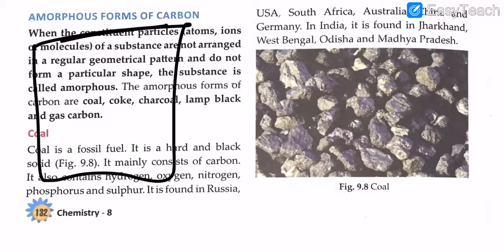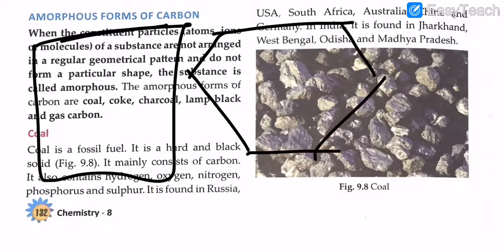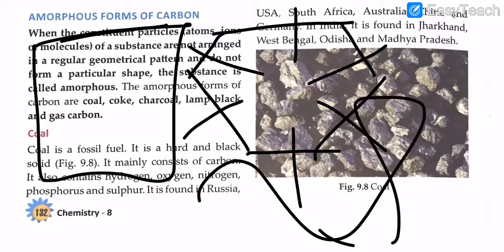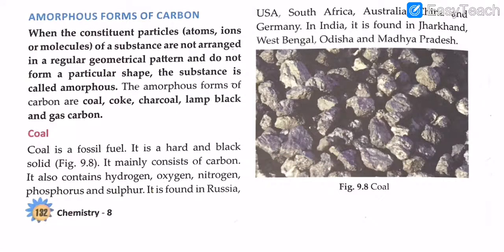If I ask you which shape is this, you'll probably say, oh ma'am, this is a square. If I ask you what shape is this, you'll probably say, oh okay, 1, 2, 3, 4, 5, 6, ma'am, it's a hexagon. But if I ask you what shape is this, what will you say? This is no shape. And this is somewhat the structure of an amorphous form of carbon. It is not a regular geometric pattern and it does not have a particular shape. So the substance is called amorphous. The amorphous forms of carbon are coal, coke, charcoal, lamblack and gas carbon.